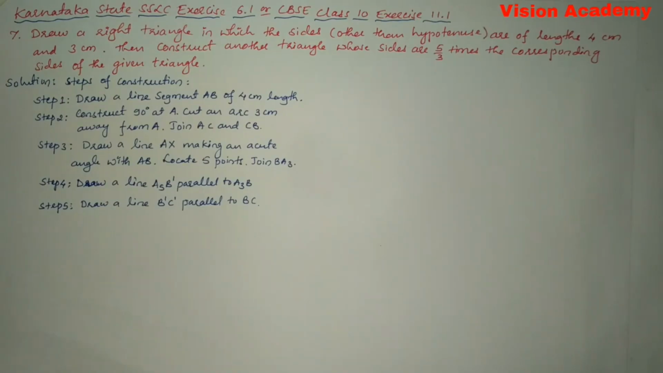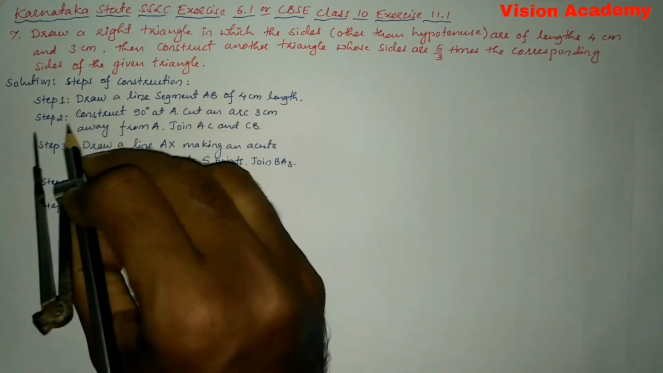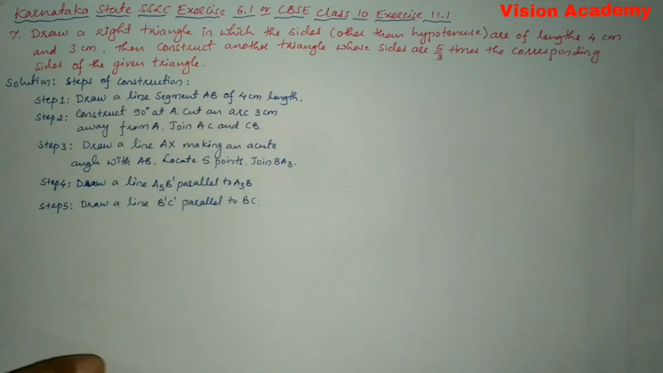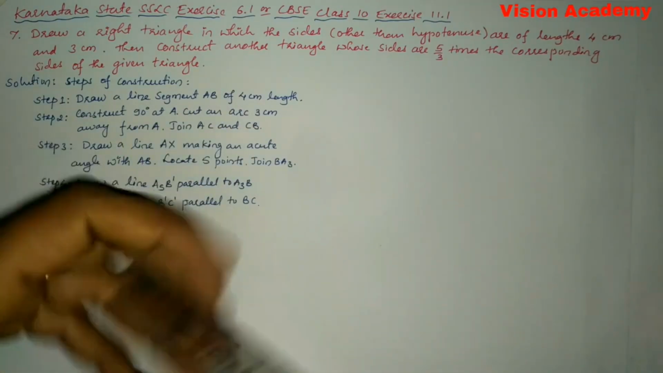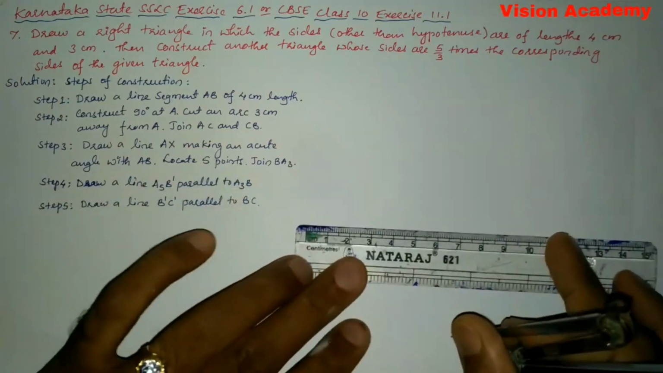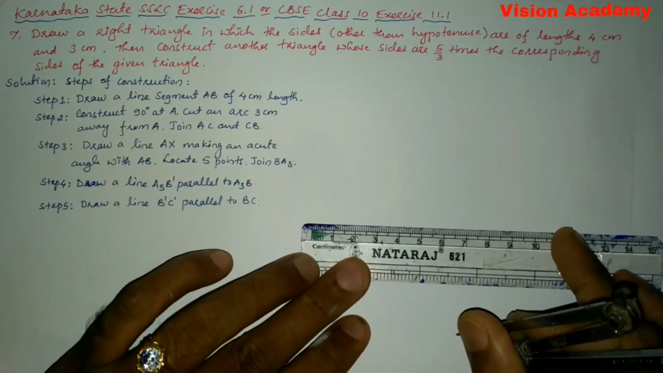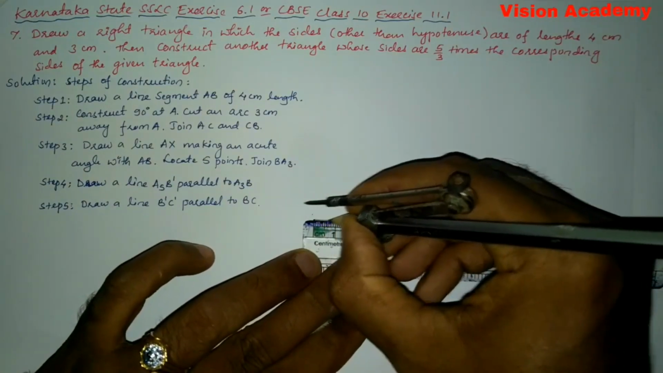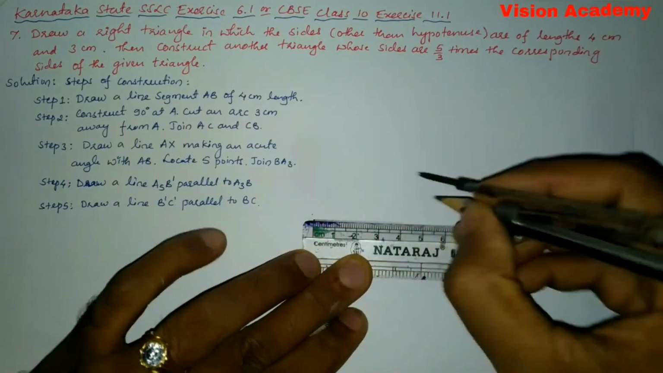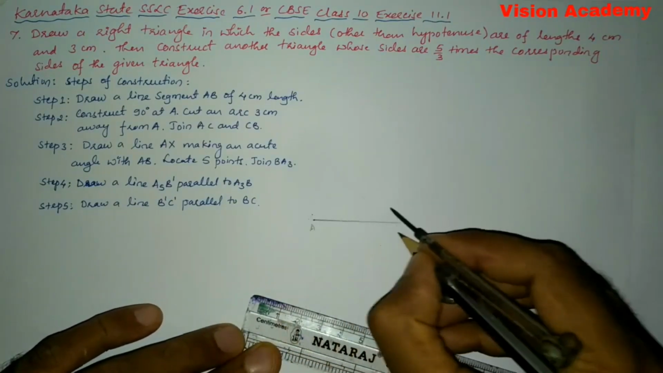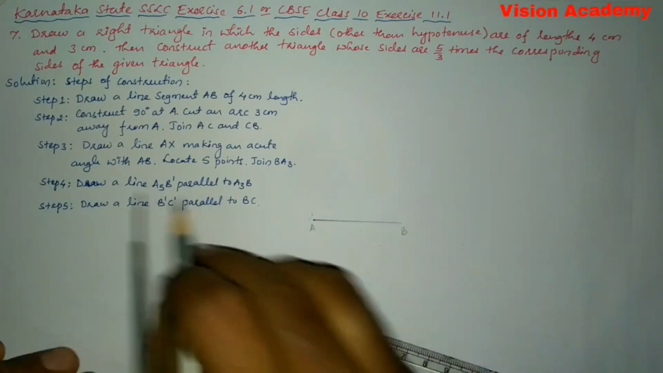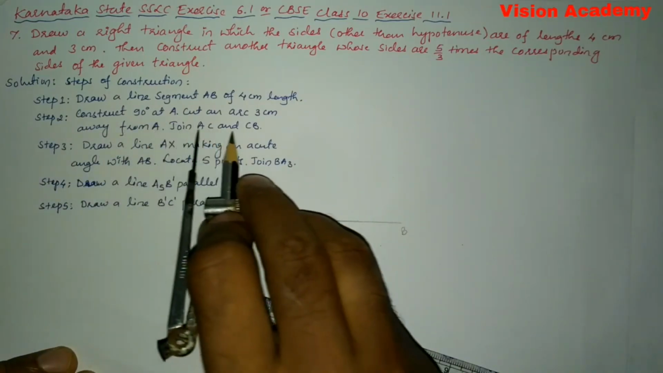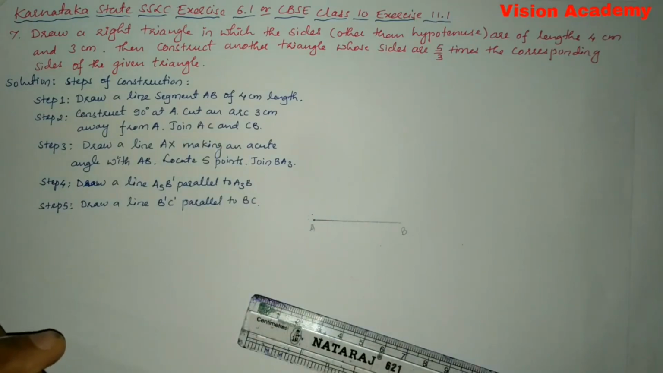Here the steps of construction are given. Let us read out the first step. Draw a line segment AB of 4 cm length. Now let us draw a 4 cm length line segment, and name this as AB.